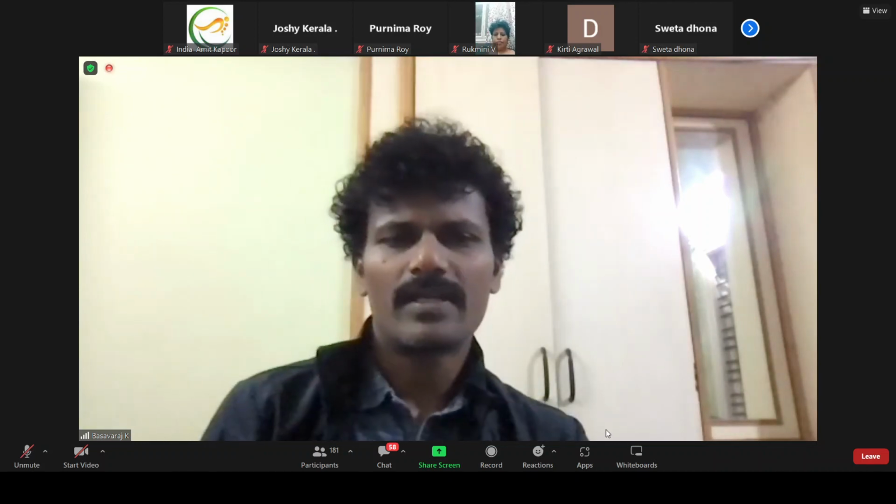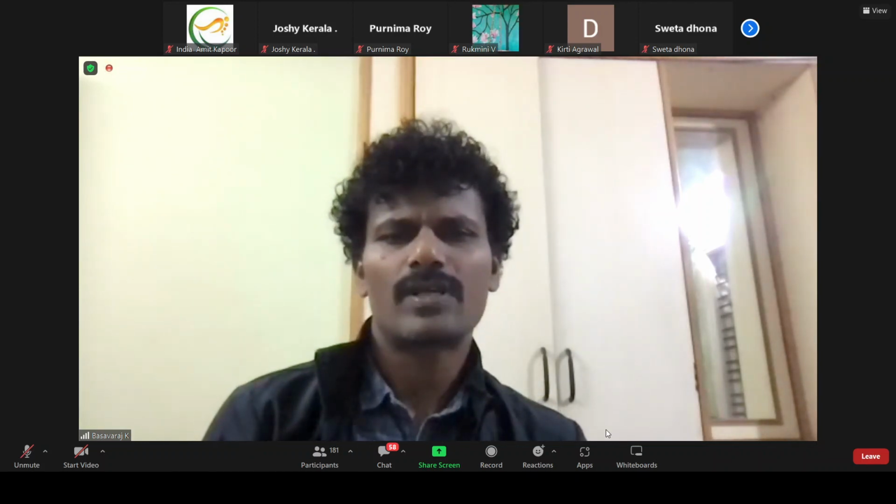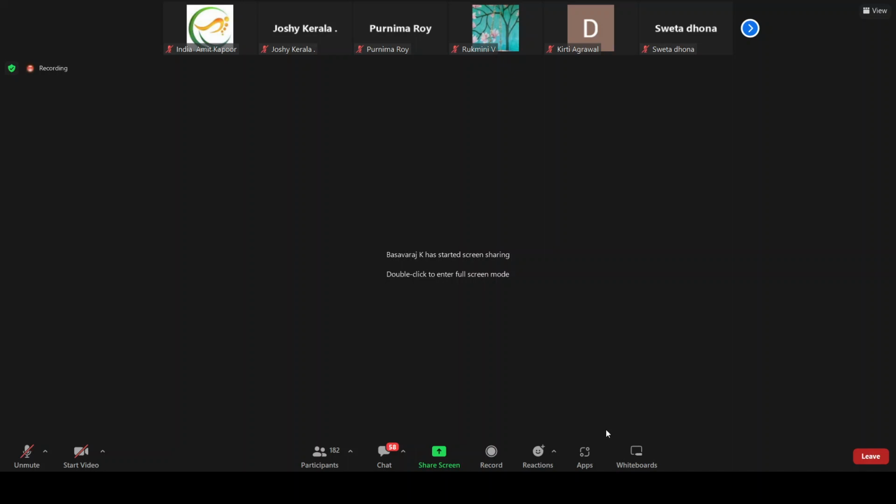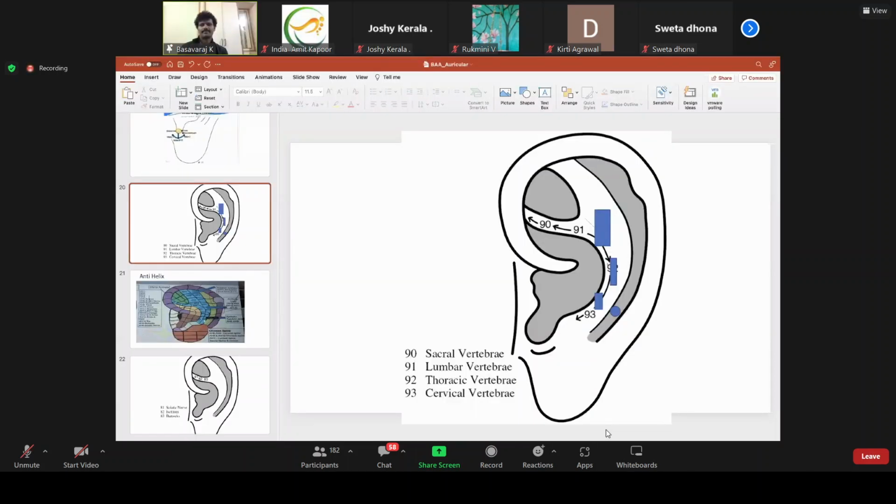So in auricular, whenever you treat the shoulder point, you can use one more point for the lungs. By applying the lung point, you can enhance the permanent cure for the shoulder. Clear?